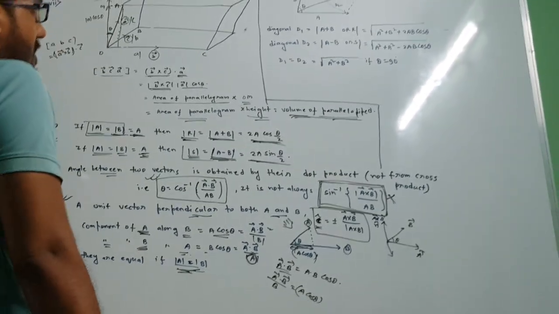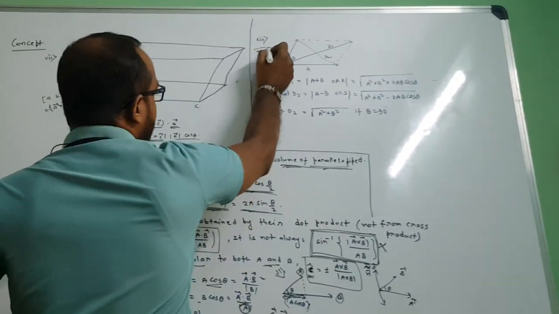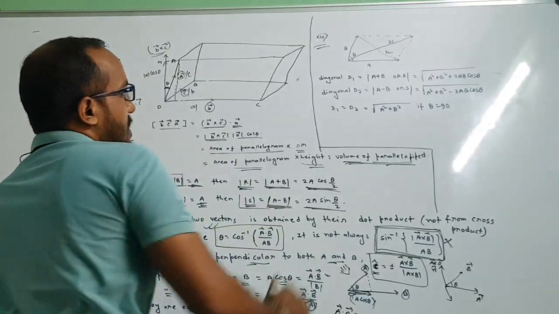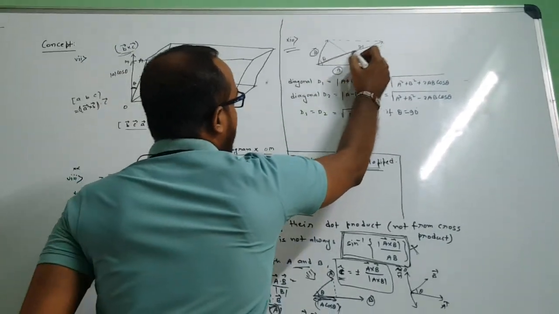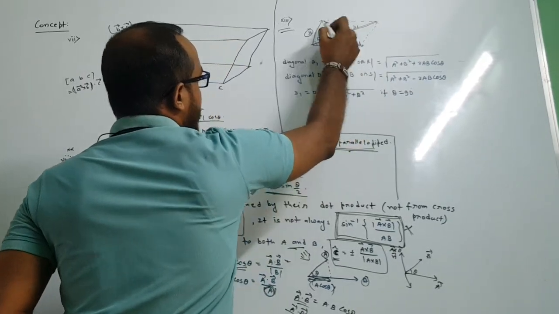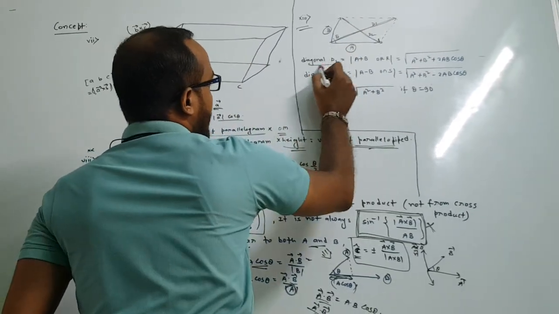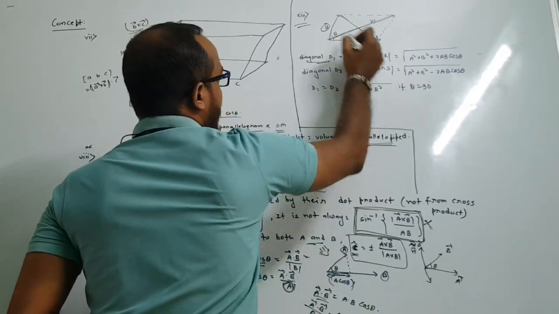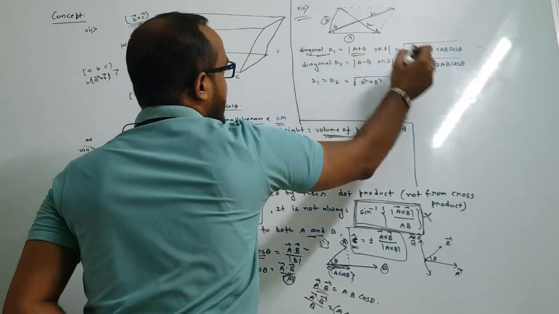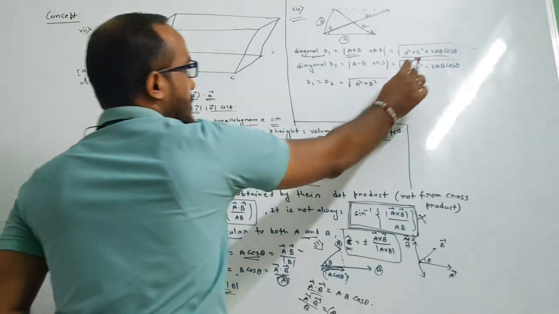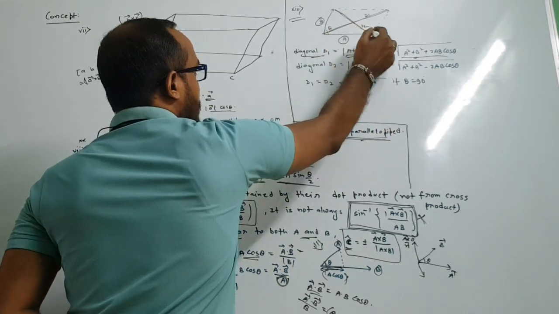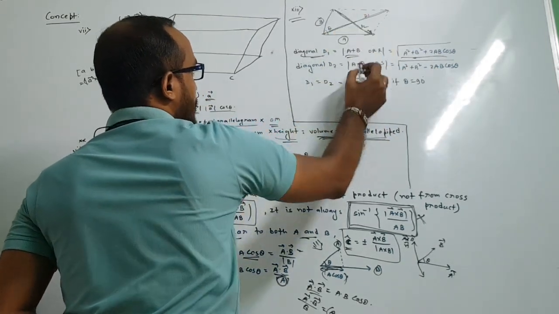And let us come to the last point, it is 13. See, if this is the A vector and this is the B vector, and the diagonals are D1 and D2, then diagonal D1 is A plus B, and it is given by root under A square plus B square plus 2AB cos theta. And if they ask to find the diagonal D2, then it should be A minus B.